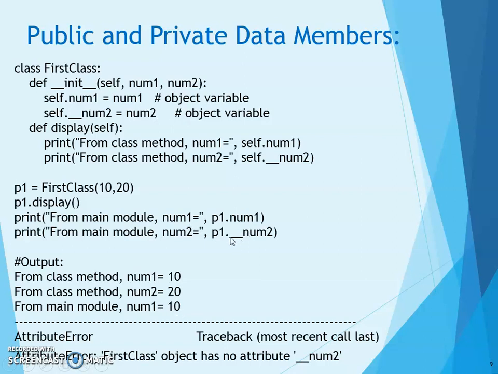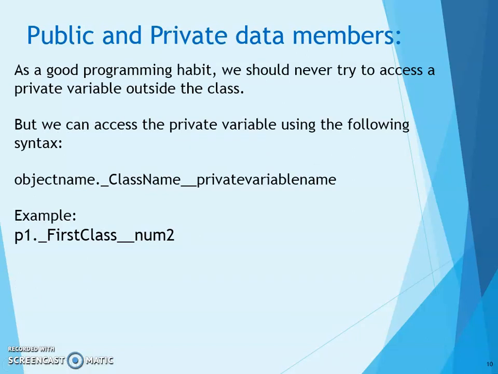But here you can check the difference. This __num2 is our private member and we are trying to access it from outside the class. So it will give us an attribute error saying that this attribute is not a part of this class. Why are we getting this error? Because we cannot access a private data member from outside the class. Actually it's not a good practice to access private data members from outside the class, but if we want, we can access them by using this syntax.